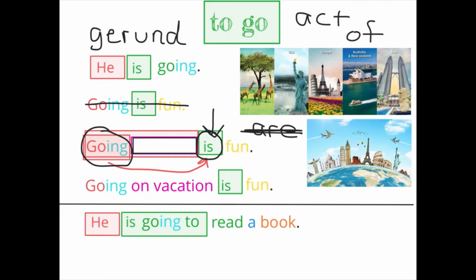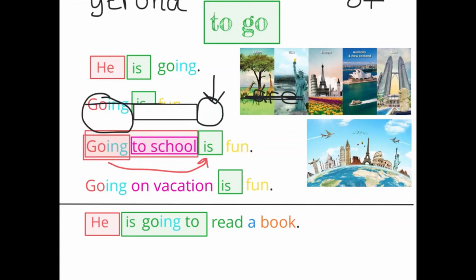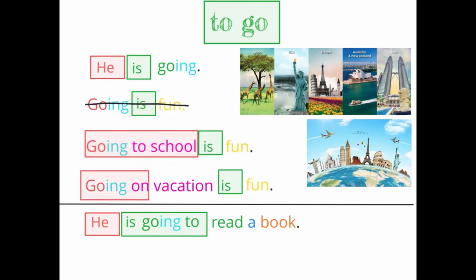But then we need to get our prepositional phrase back so that we know where we are going. And we say, going to school is fun. We can also say that going on vacation is fun. I think going on vacation is more fun than going to school, but going on vacation is our subject, going on vacation. And then we decide, well, what word do we need to match up with our verb is? And it's going. We use that with is. Going on vacation is fun.